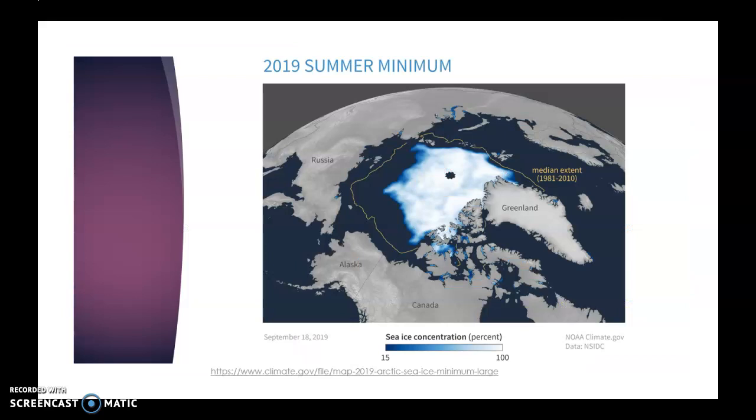Now here in this image, we're seeing the ice in the Arctic Sea. We can see here that this yellow outline is the median amount of ice between 1981 and 2010. And this here is the ice in the summer. So as you can see, the ice here is much smaller than it normally would be at this time in previous years.